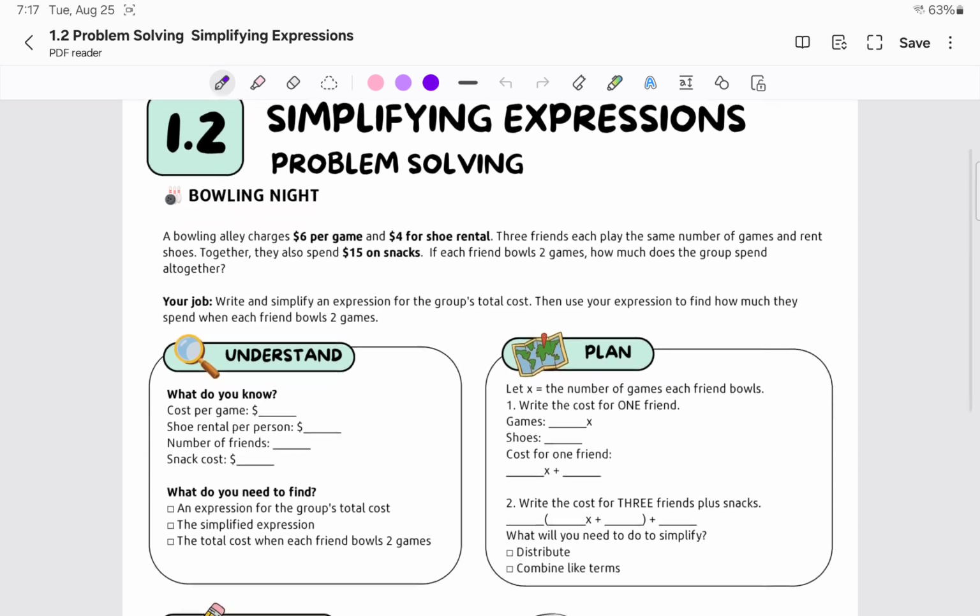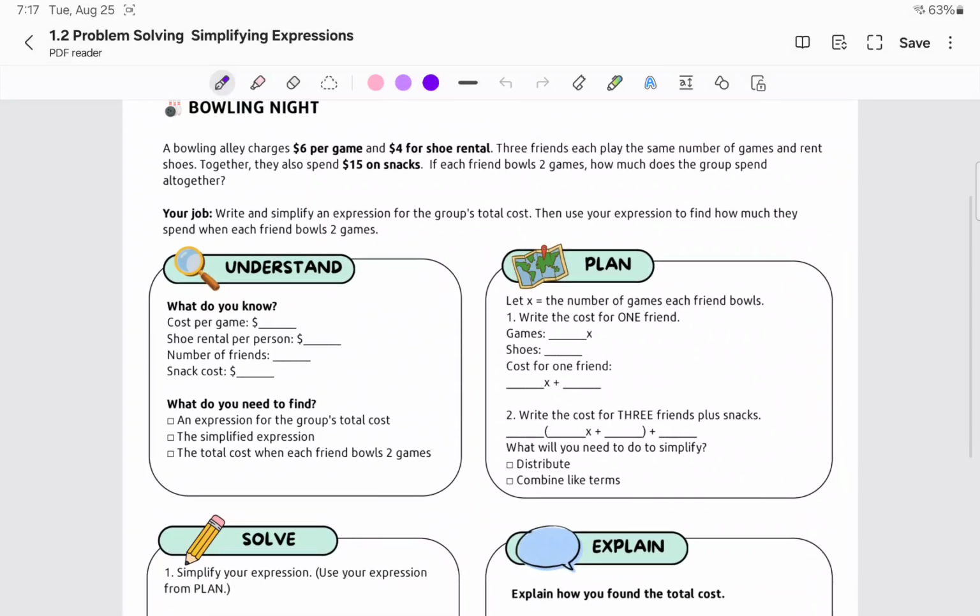Now, if you haven't already, I want you to try this by yourself. So if you haven't done this, just pause the video and fill out as much as you can by yourself. Then I'm going to explain how to solve it. All right, so if you have it filled out, let's go ahead and start with the understand.